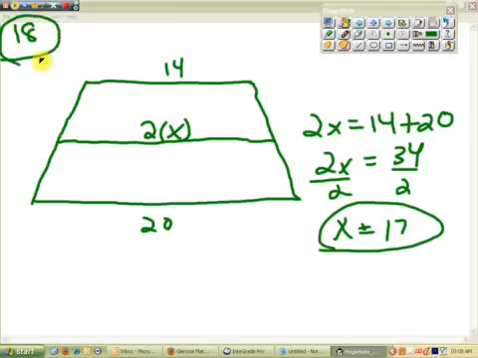Remember, the median of a trapezoid, this is number 18 on the problem. The median of a trapezoid is 2 times the length of the bases. I'm going to say that again. The median of a trapezoid is 2 times the length of the bases.